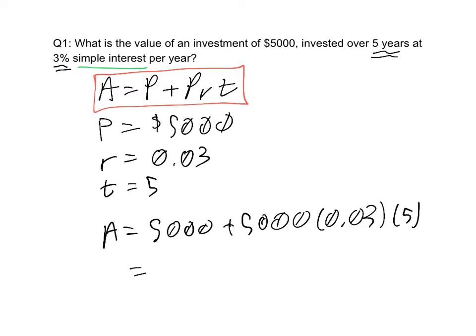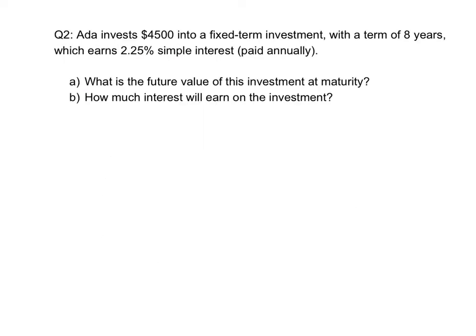We'll just take this and evaluate it in any standard calculator. And when I did this, I got $5,750. So we take that $5,000, invested over 5 years at 3% simple interest per year. After 5 years, we'll end up with $5,750.